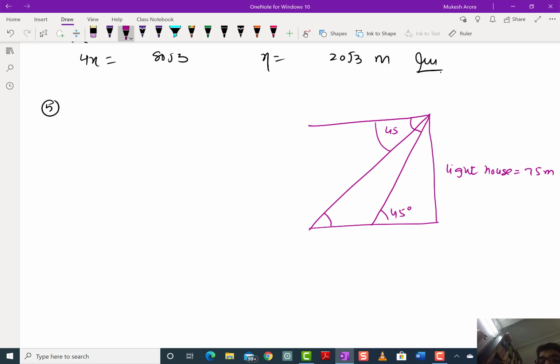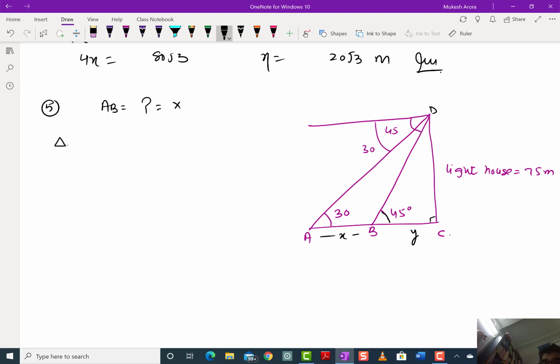And this is 30. The question is, if the ships are exactly behind each other on the same side, find the distance between the two ships. We have to find distance x. We'll take this as y. The lighthouse is 75, the angles of elevation of the ships are 45 and 30. So we have to find the distance between the two ships A and B, or we have to find x.